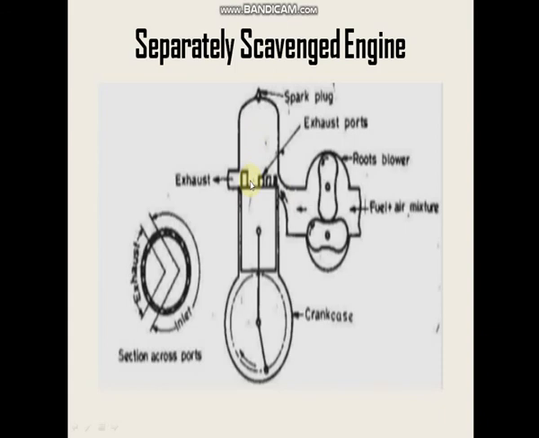It is named separately scavenged because a separate roots blower is used for scavenging of this two-stroke engine. This roots blower is also used to increase the density of the air fuel mixture which enters the combustion chamber through the inlet port. That's why it is known as the separately scavenged engine.